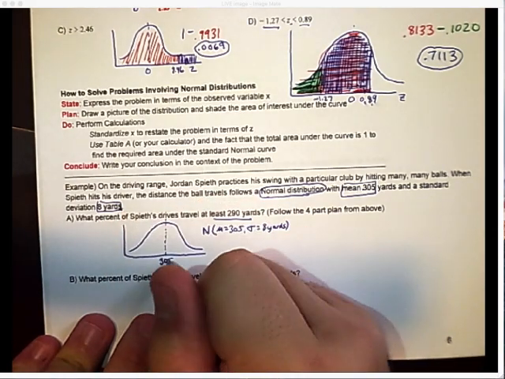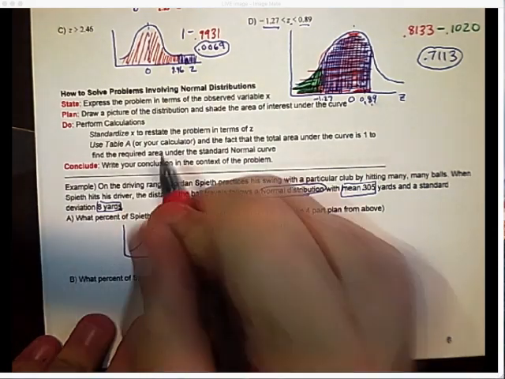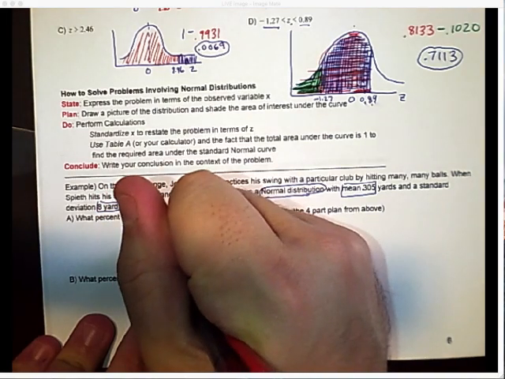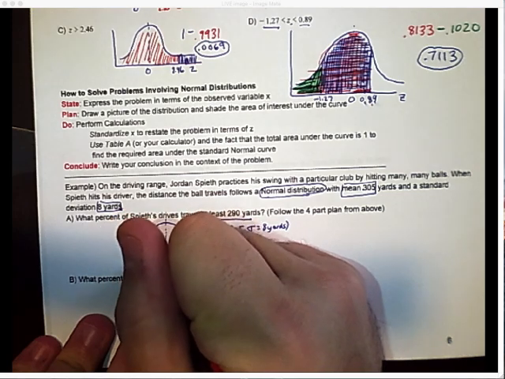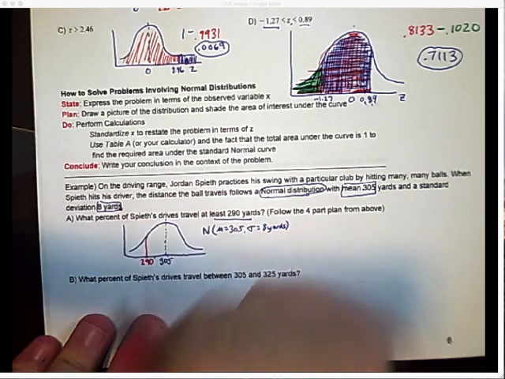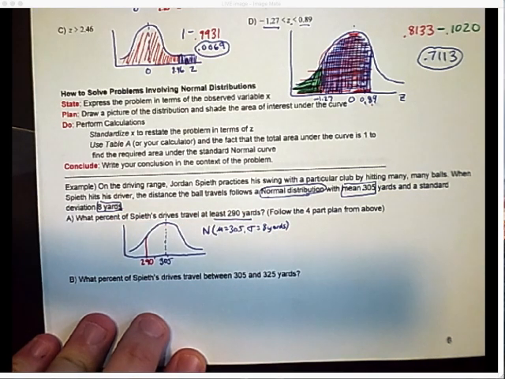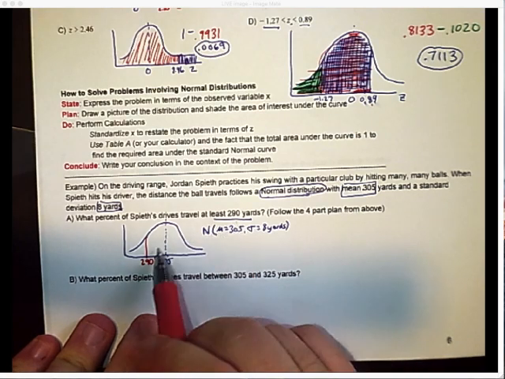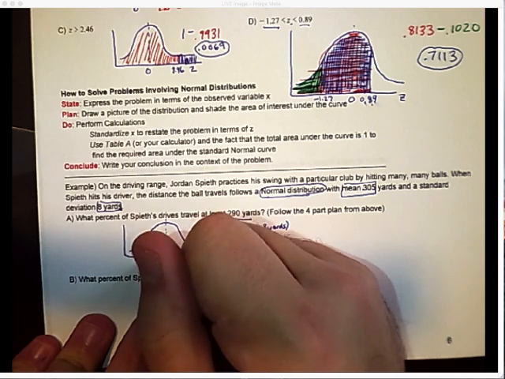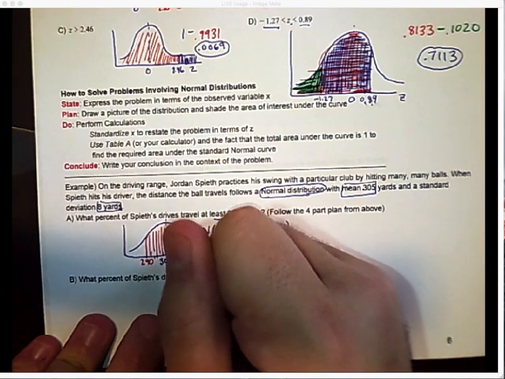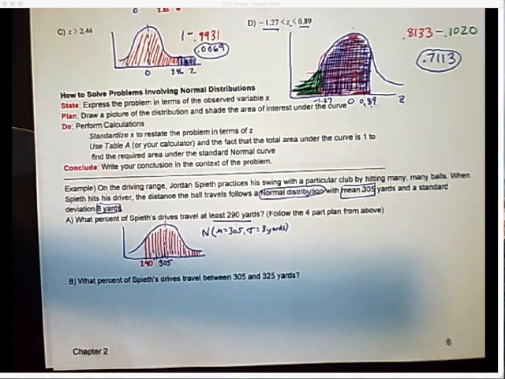Well, 290 is to the left of 305. So if I put 290 here, what does at least mean? 290 or more. So what we're really looking for is that shaded part of the graph.